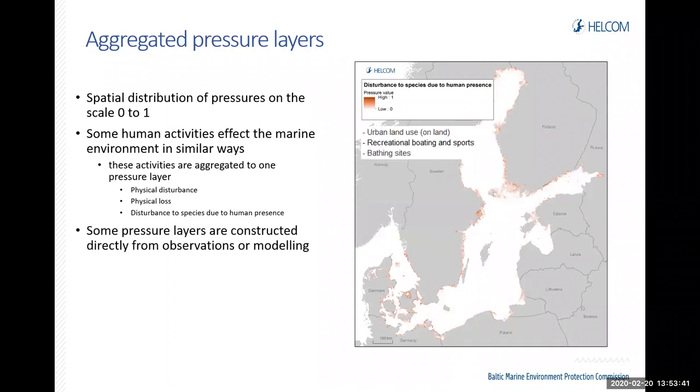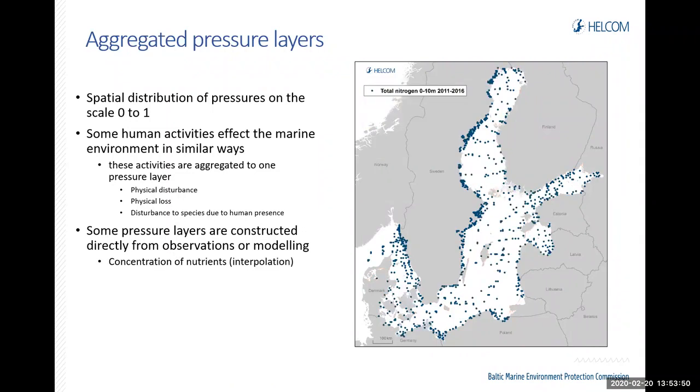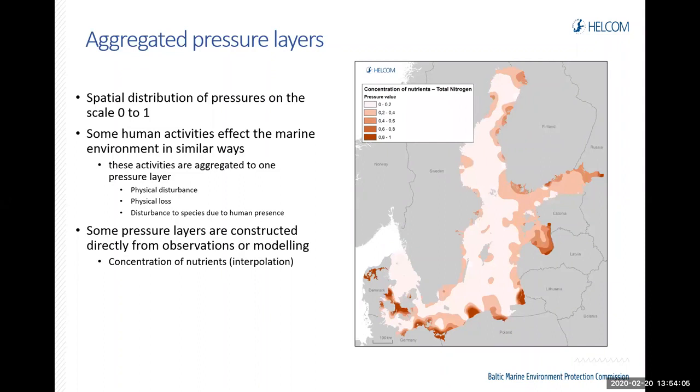Another option is that we don't have the human activities, but we use the observations and modeling directly to create the pressure layers. So, for example, for nutrients, we have the information on the concentration of nutrients in the sea. There's quite good coverage of observation points. So then we use interpolation to transform this into a pressure layer that looks like this.